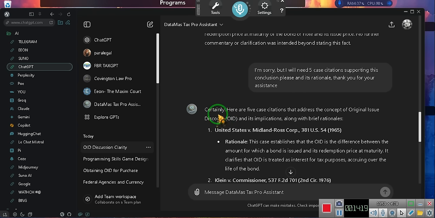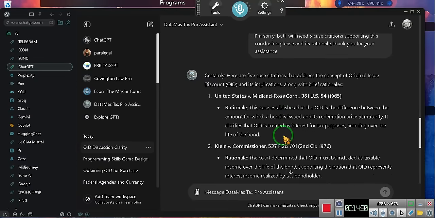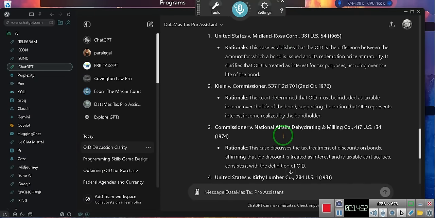Certainly. Here are 5 case citations that address the concept of original issue discount, OID, and its implications, along with brief rationales. 1. United States v. Midland Ross Corp., 381 U.S. 54, 1965. Rationale: This case establishes that the OID is the difference between the amount for which a bond is issued and its redemption price at maturity. It clarifies that OID is treated as interest for tax purposes accruing over the life of the bond.